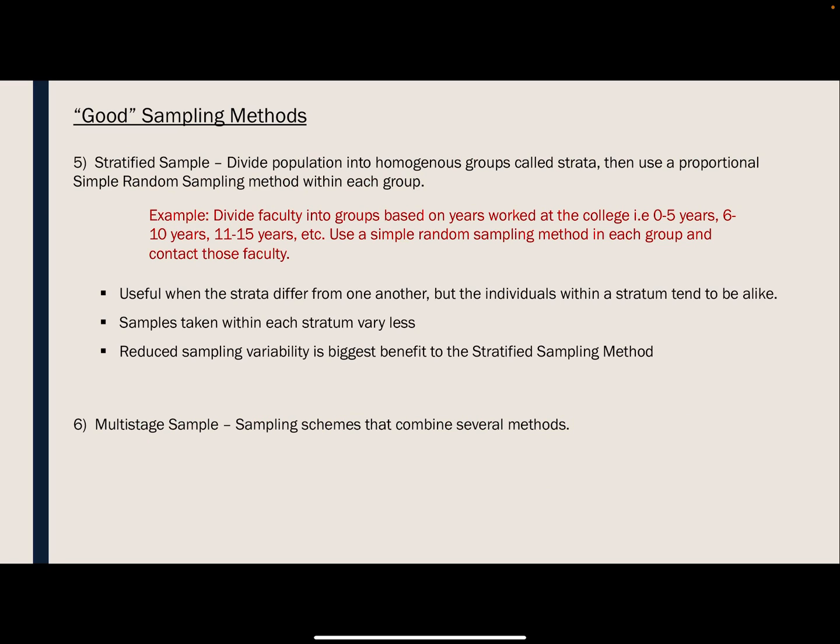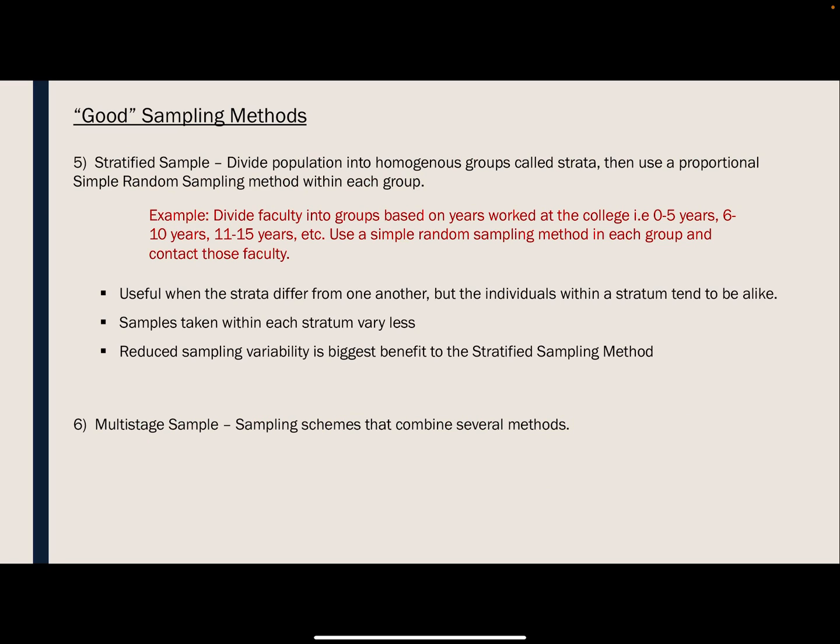So I have a group that has worked from 0 to 5 years, another group where they've worked from 6 to 10 years, and then 11 to 15 years, and so on. And then I would use a simple random sampling method on each of those groups. The number of people in that simple random sample should correspond proportionally to the percent of people within that group compared to the group as a whole.